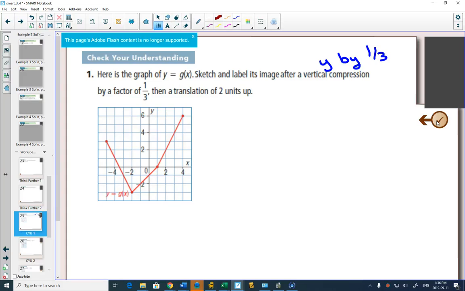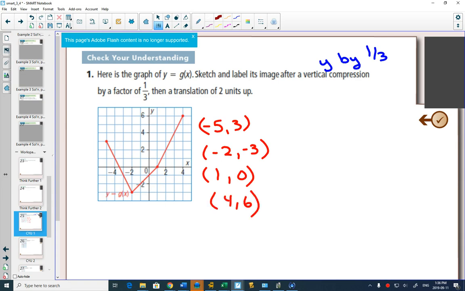In this case, I've got negative 5, 3, negative 2, negative 3, 1, 0, and 4, 6. Those are the 4 key points on our first graph.